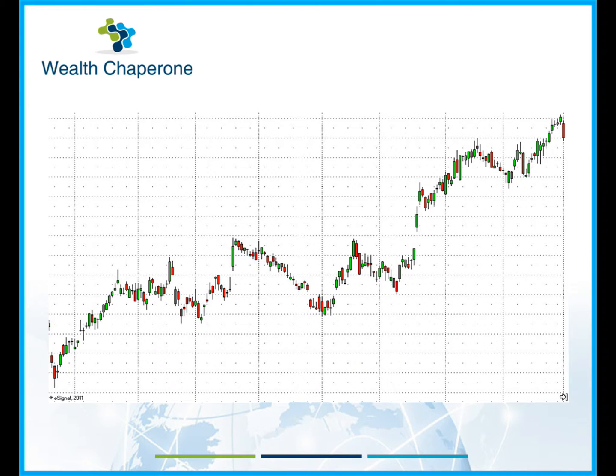Here is what it looks like on a real chart. You can see that the lows are getting higher and the peaks or the highs are also getting higher. Clearly, this stock is in an uptrend.